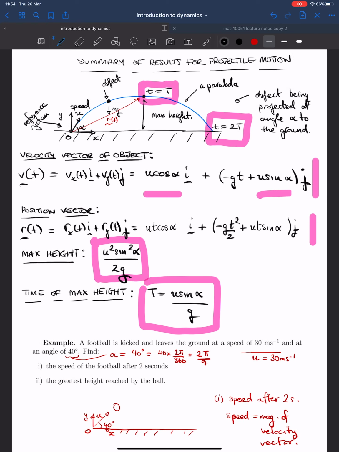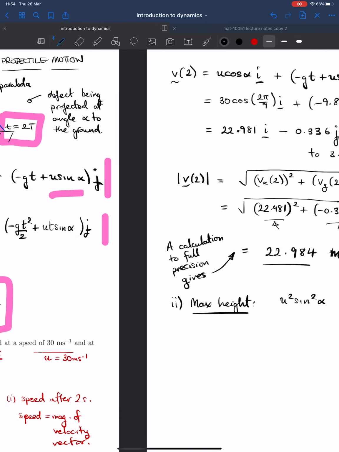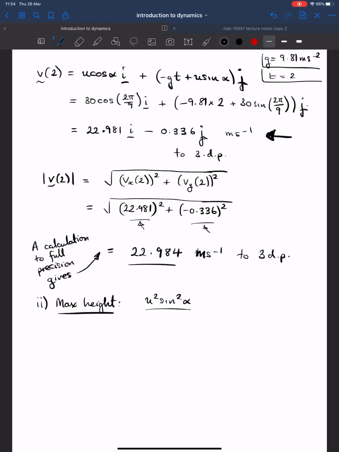Okie doke, so we need to find the maximum height next, the max height reached by the ball. So for this, well, we have the formula just there. It's u squared sine squared alpha over 2g. All right, so, well, what are we waiting for? Now, I don't need to bother about any particular time t. I just have to sub the values in and evaluate the result.